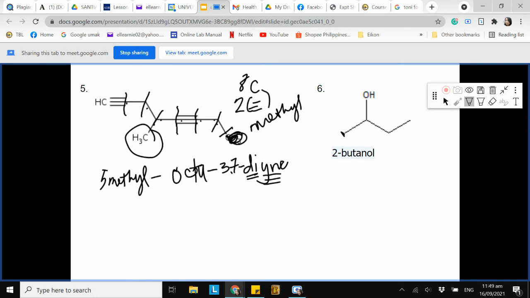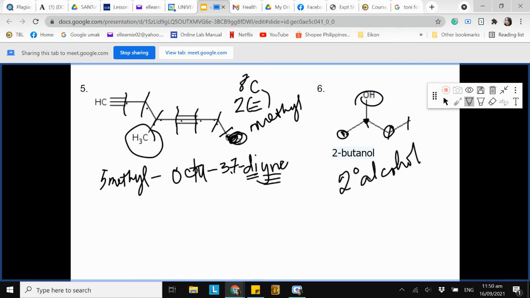And then here, you have butanol. So, this is 4 carbons. 1, 2, 3, 4. And then hydroxide. Okay? So, this is actually a secondary alcohol. Bakit secondary? Kasi yung carbon na to, may isang at dalawang carbon na nakakabit sa kanya. Okay? Any questions so far, guys? Any questions?